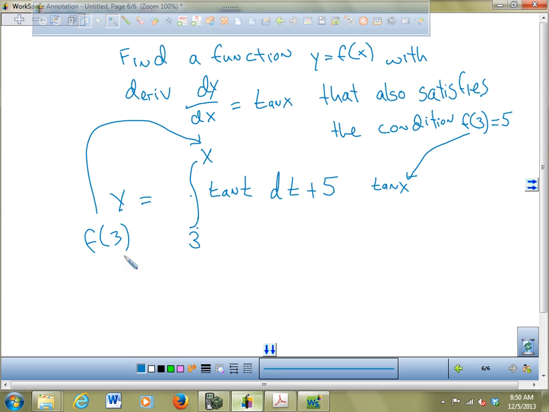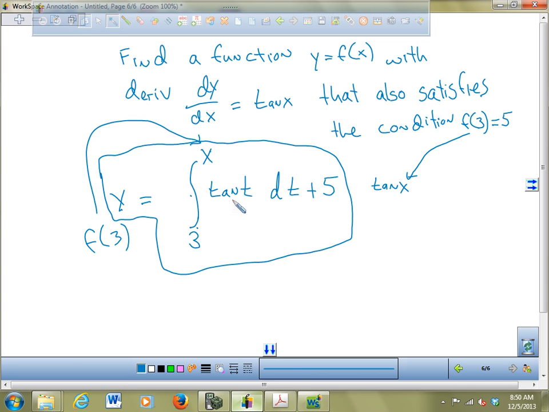Why would you ever want to use that? If you don't have an algebraic technique for finding the antiderivative, then you would have to do this. The answer is just this right here, okay? You start at 3 because for f of 3, this part would then turn to 0, right? And so f of 3 would be equal to 5, and its derivative would still be equal to tangent of x, you see?